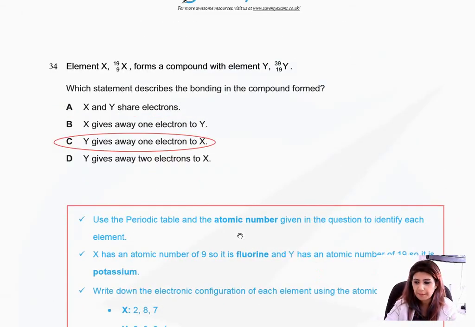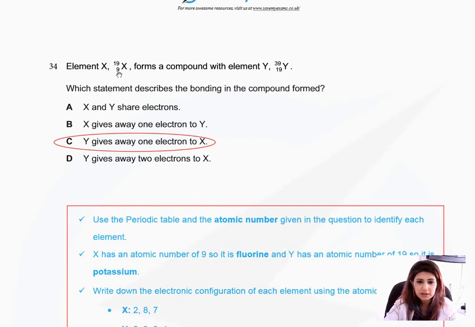34. Forms a compound with element. Which statement describes the bonding? Okay. So to be able to know this, we need to know if they're ionic or covalent. If it is ionic, means the metal gives away electrons, they transfer electrons. If they're covalent, means they share electrons. So we need to figure out which group they are, so it's easier. So the way I would go for this question, I would say, okay, fine, let me figure out the atom.